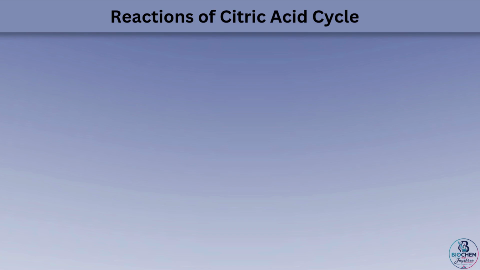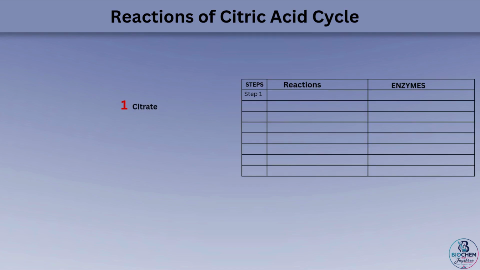Let's begin with the first step. Step number 1 is formation of citrate. In this step, the reaction is a condensation reaction. Here, acetyl-CoA, which contains 2 carbon atoms, combines with oxaloacetate, which has 4 carbon atoms, and together they form citrate, a 6 carbon compound, and the enzyme responsible for this reaction is citrate synthase.